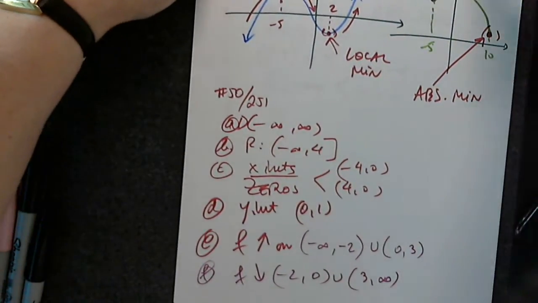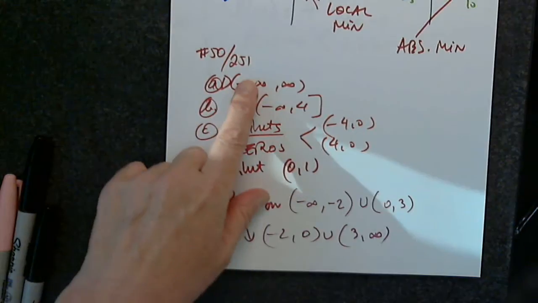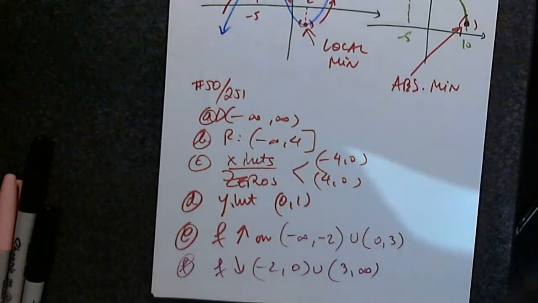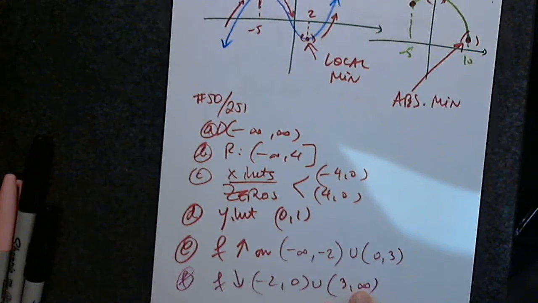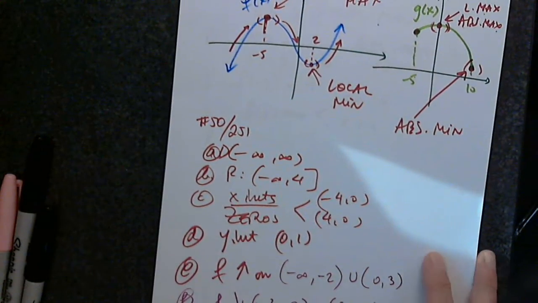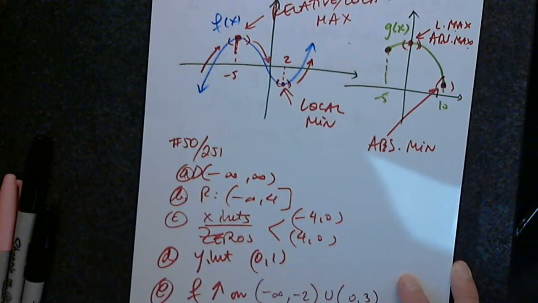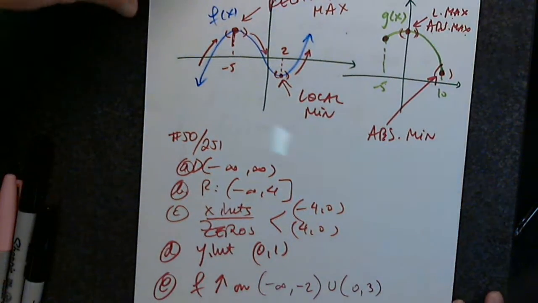Let me show you what I wrote down while we were talking. So this was problem 50 on page 251. Oh, no one can see anything. Sorry. So this is what I wrote.